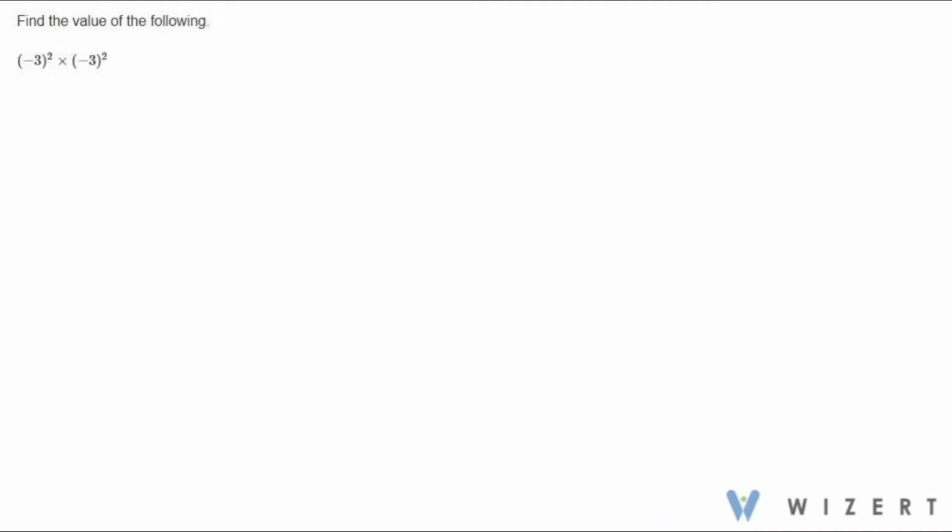We have this question here. Find the value of following. So we have (-3)^2 multiplied by (-3)^2, which is equal to (-3)^(2+2). This is because of the exponent law: a^m multiplied by a^n equals a^(m+n). So this is equal to (-3)^4.